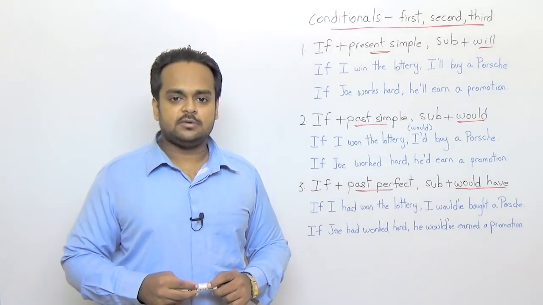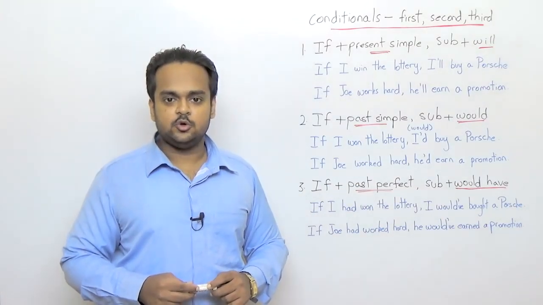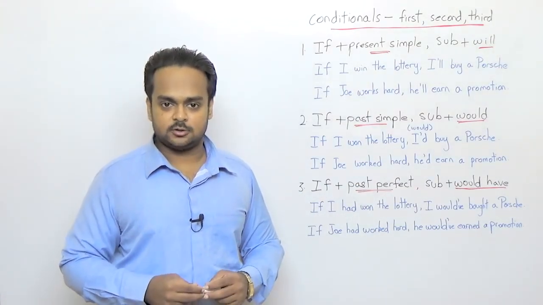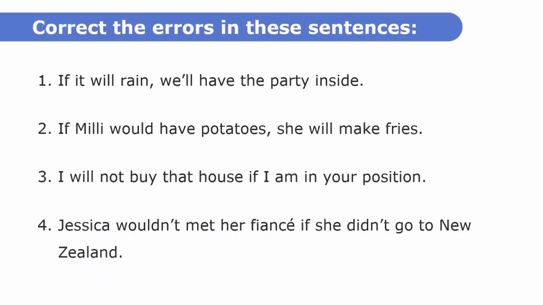All right, now I'm going to give you a test to see if you understand the three types of conditionals. On the screen I've got 4 sentences, and all of these sentences contain errors. Your job is to correct the errors in each sentence. Pause the video now if you need. Think about your answers, and then when you're ready, play the video again and check. All right, let's discuss the answers.